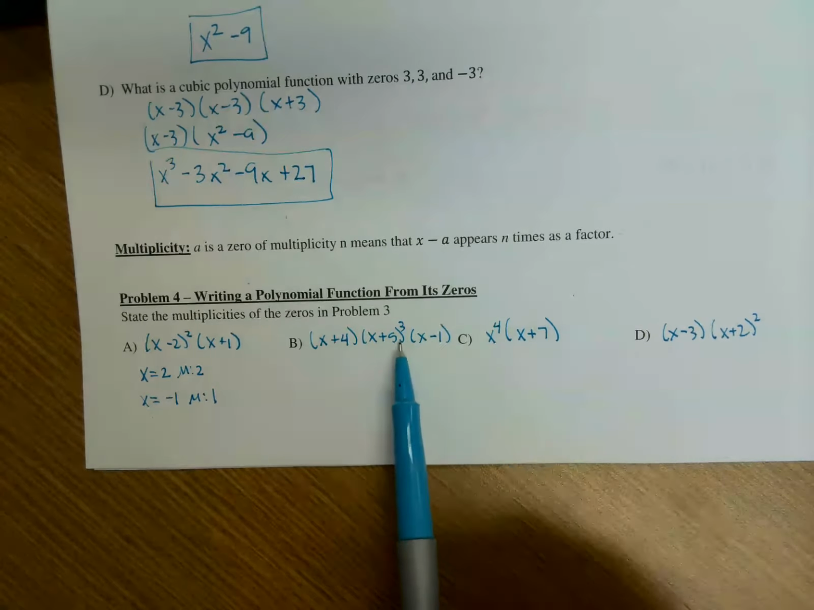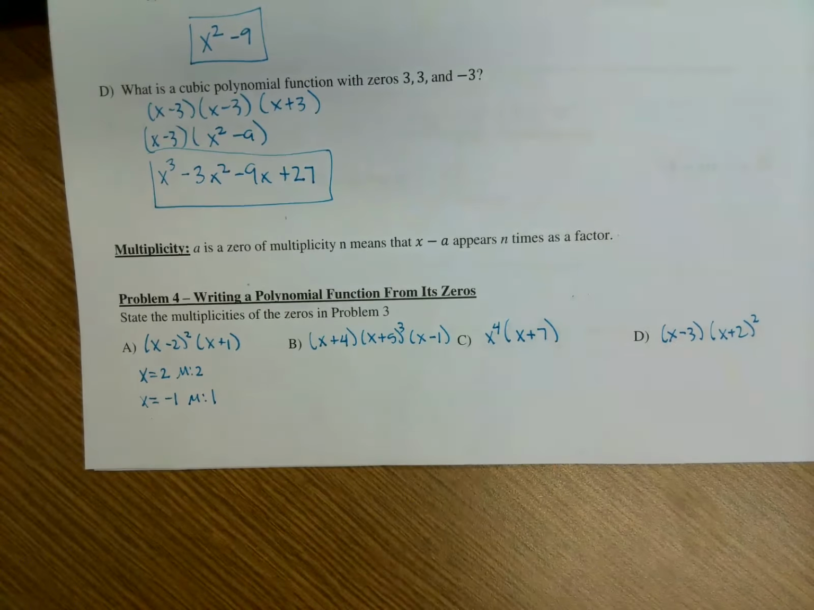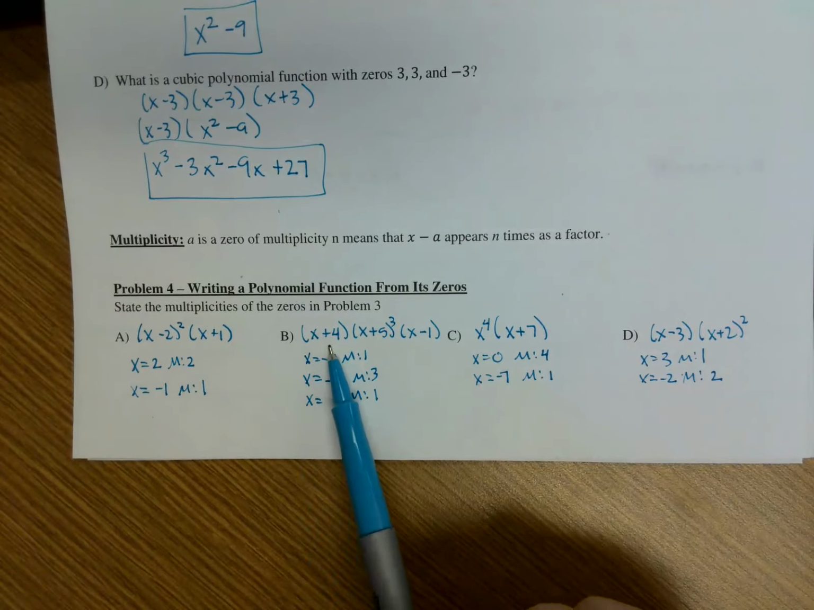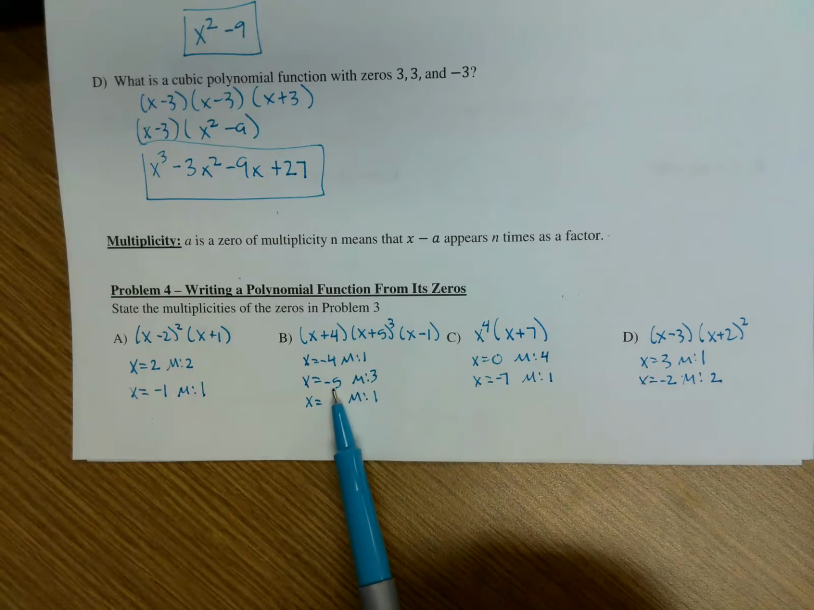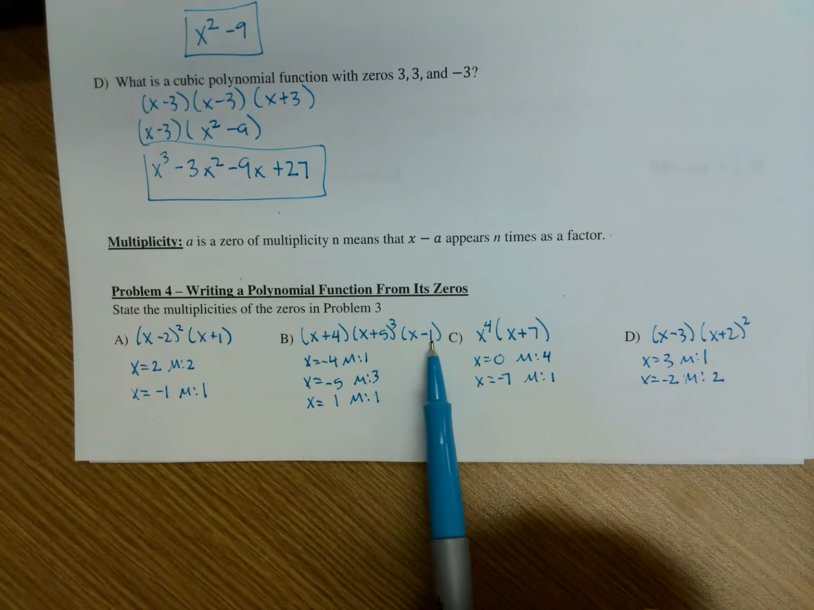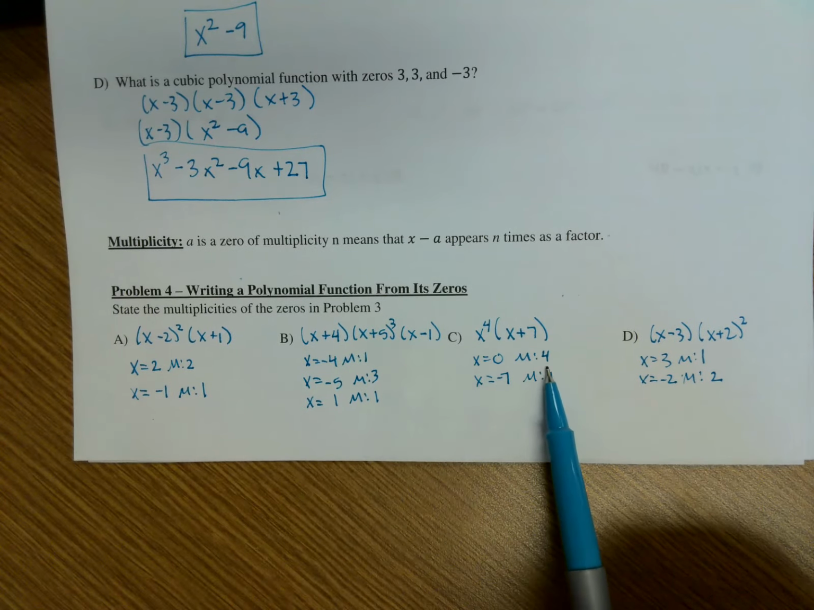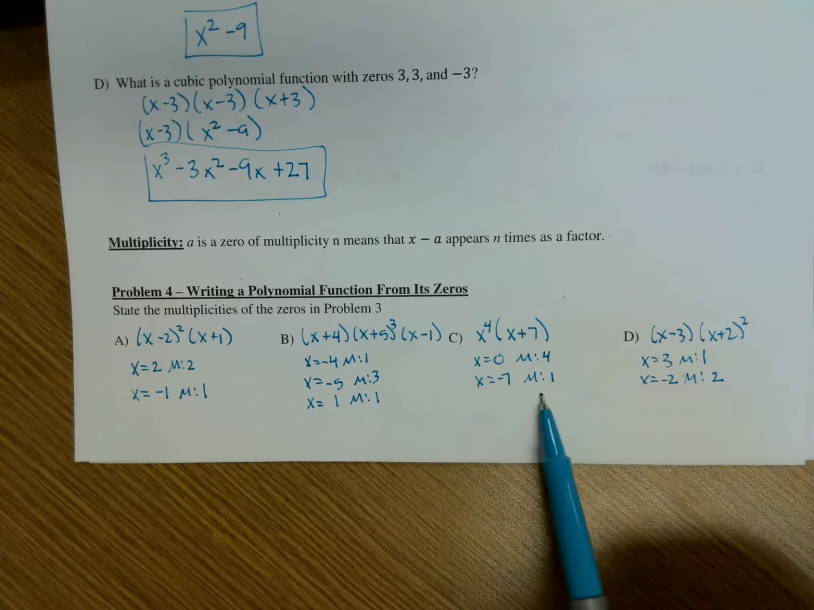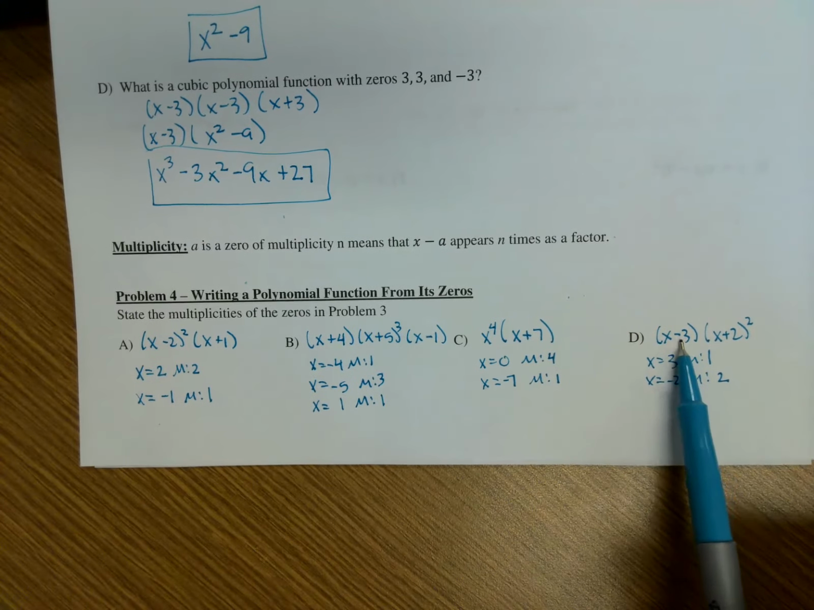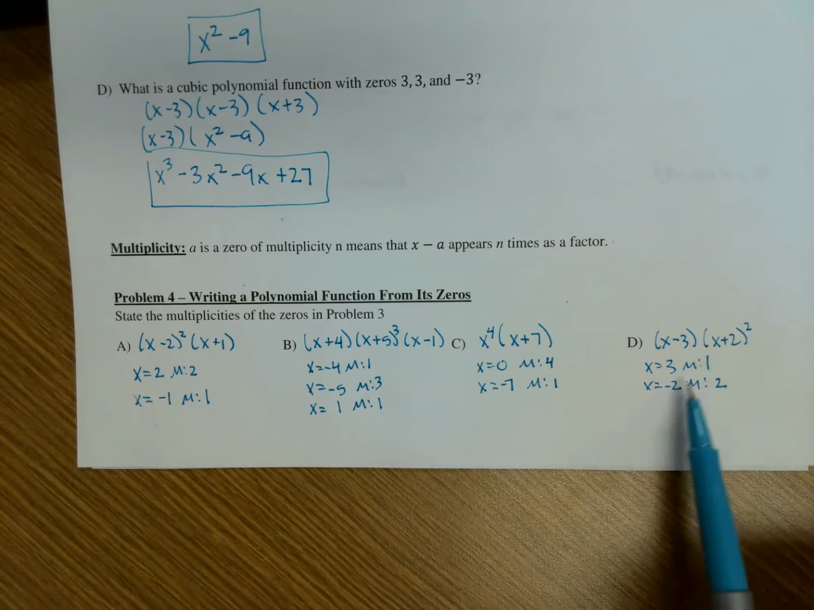I want you to go through to see if you can get the answers for the zeros and multiplicity of each one. So x equals negative 4 happens 1 time, negative 5 happens 3 times, positive 1 happens 1 time. X equals 0 happens 4 times, and negative 7 happens 1 time. X equals 3 happens 1 time, and negative 2 happens 2 times.